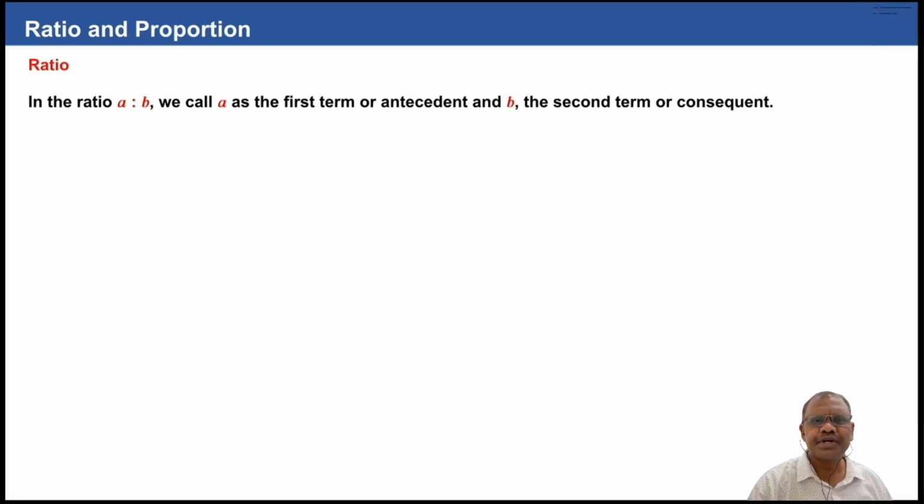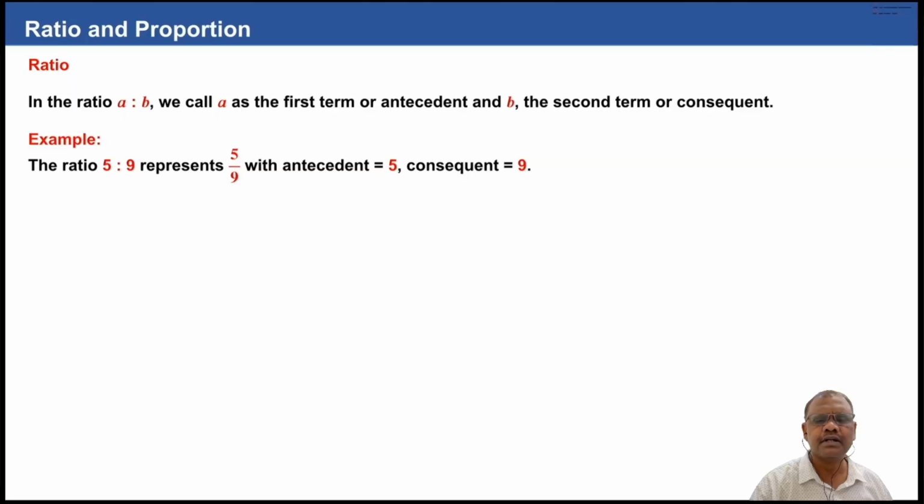And in a ratio A is to B, A is called the first term or antecedent, and the second term is called the consequent. So these are the names of the first and second terms in a ratio. So in the ratio 5 is to 9, written as 5 by 9, antecedent is 5, consequent is 9.